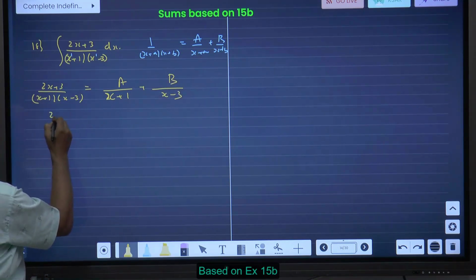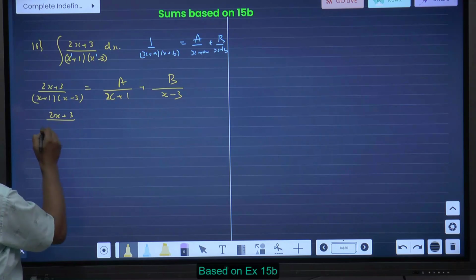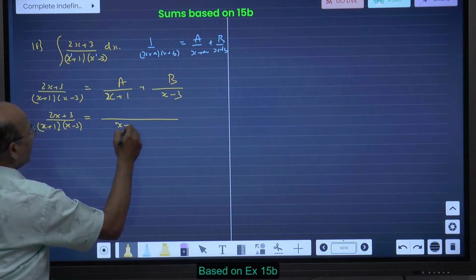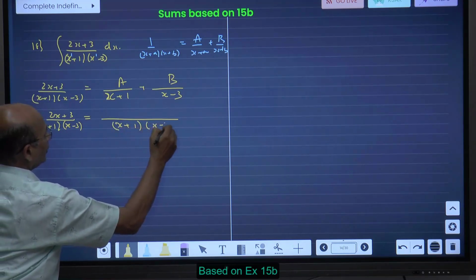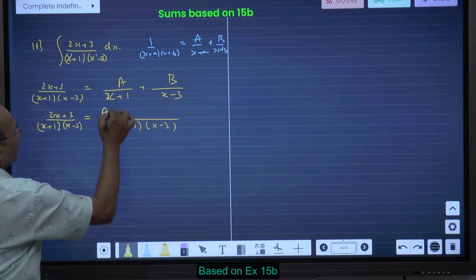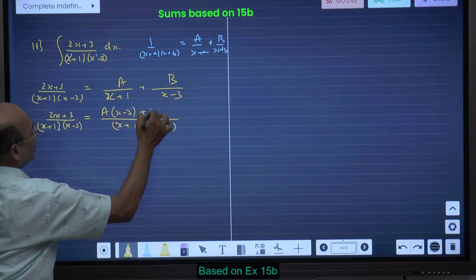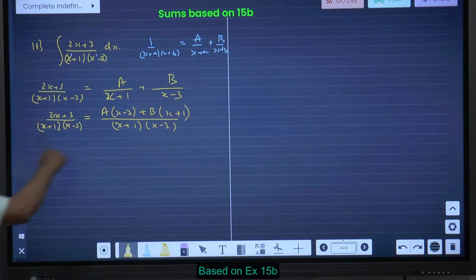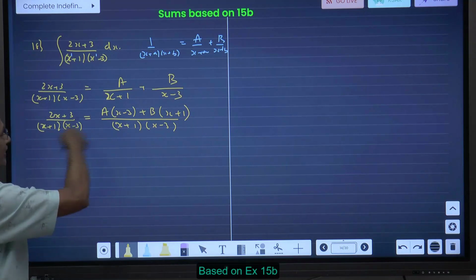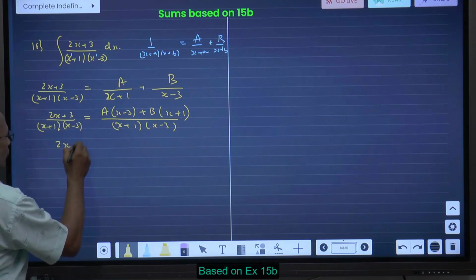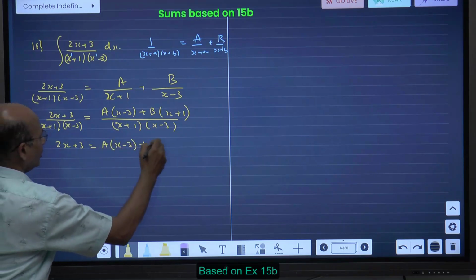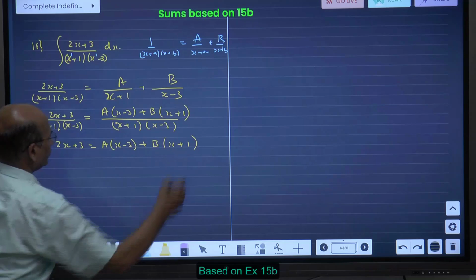So if I find the LCM there, 2x plus 3 upon x plus 1 into x minus 3. Look at the LCM there, x plus 1 into x minus 3. So this will become a into x minus 3 plus b into x plus 1. Now, if you look at both the sides, the denominator remains the same. You can equate the numerator. 2x plus 3 is equal to a into x minus 3 plus b into x plus 1.